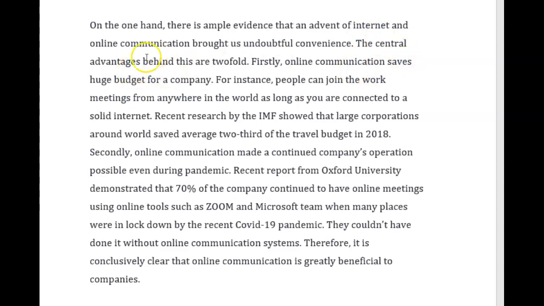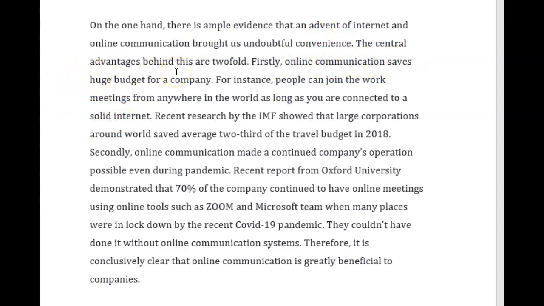"The central advantages behind this are twofold. Firstly, online communication saves a huge budget." You can't save a huge budget. You see, lexically, this feels wrong. So you could say, "online communication saves companies money."